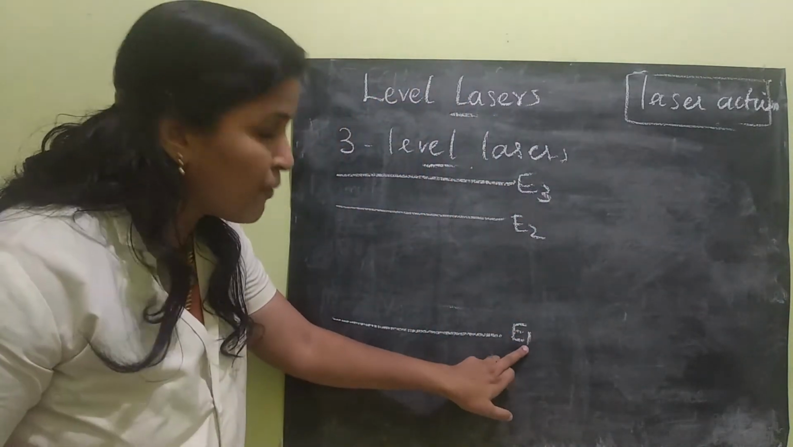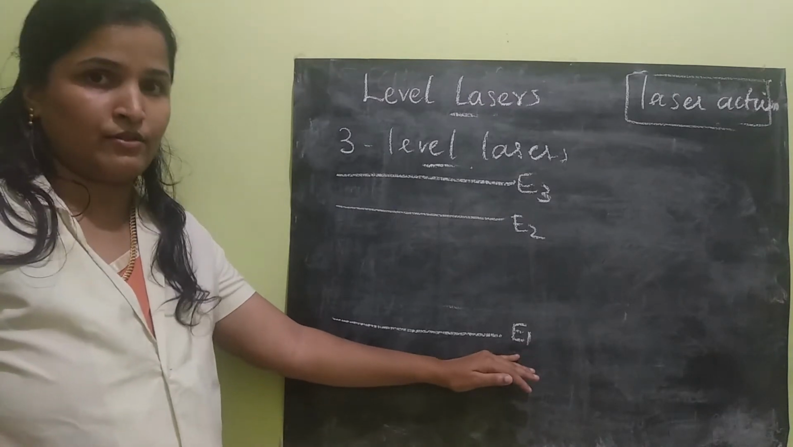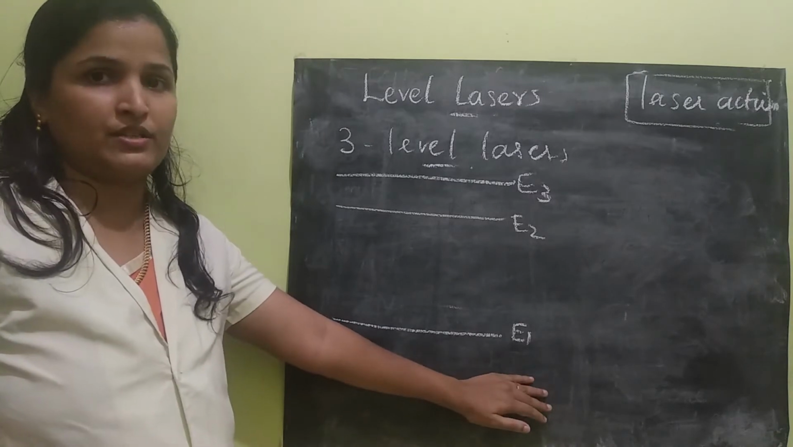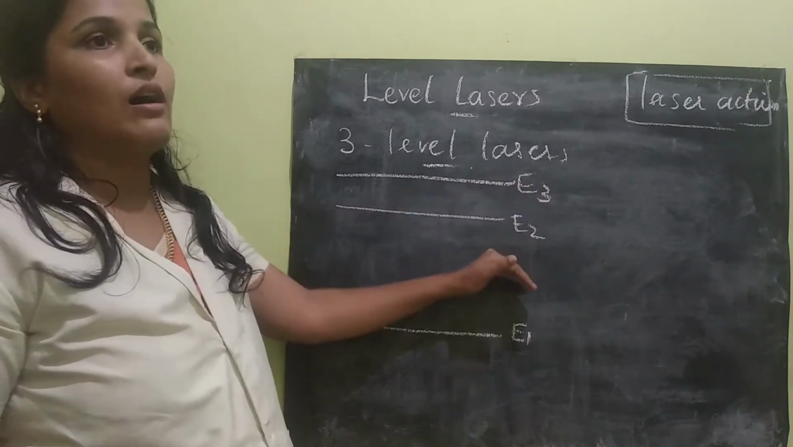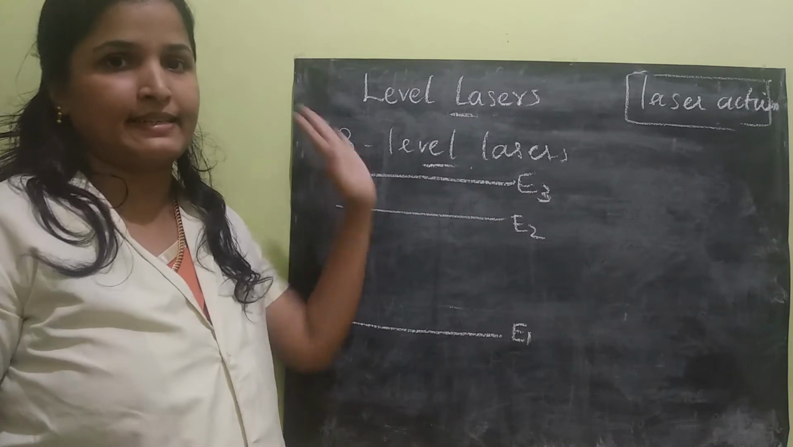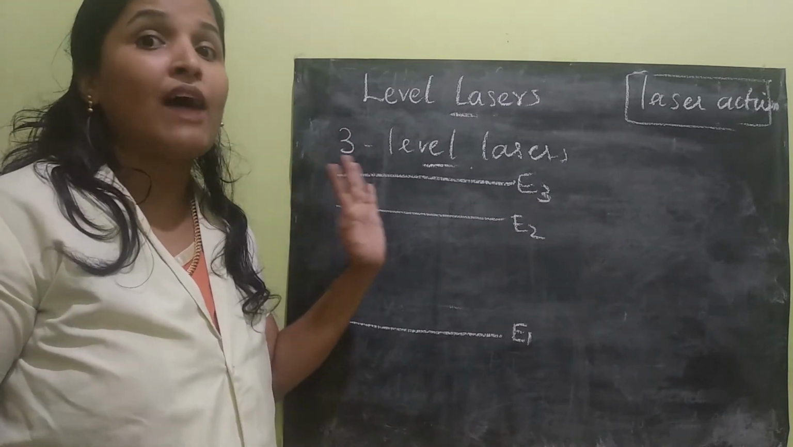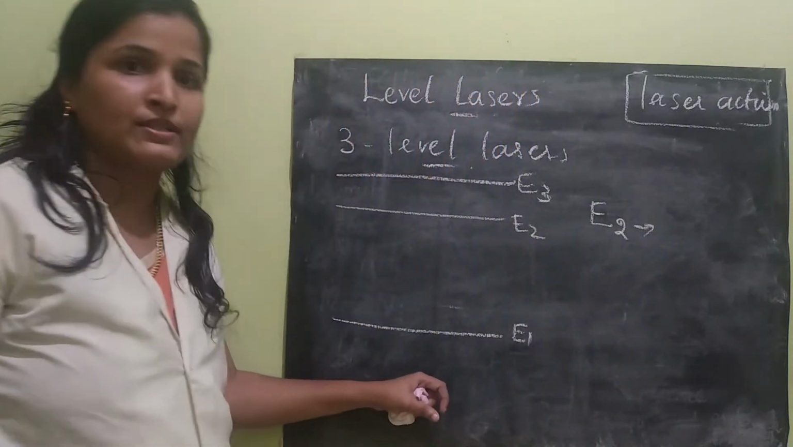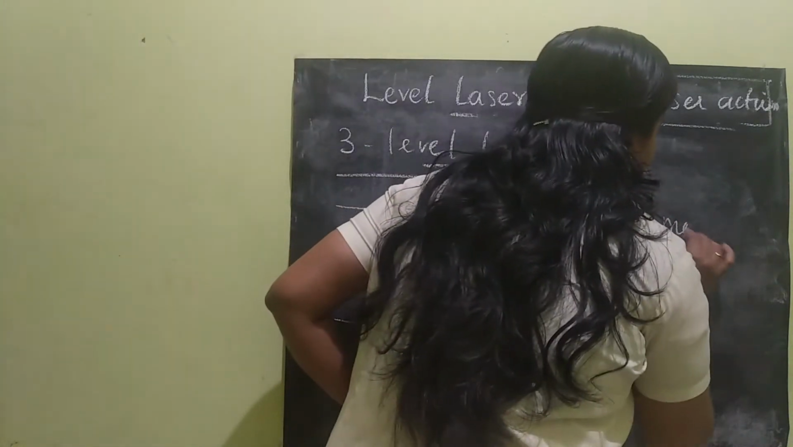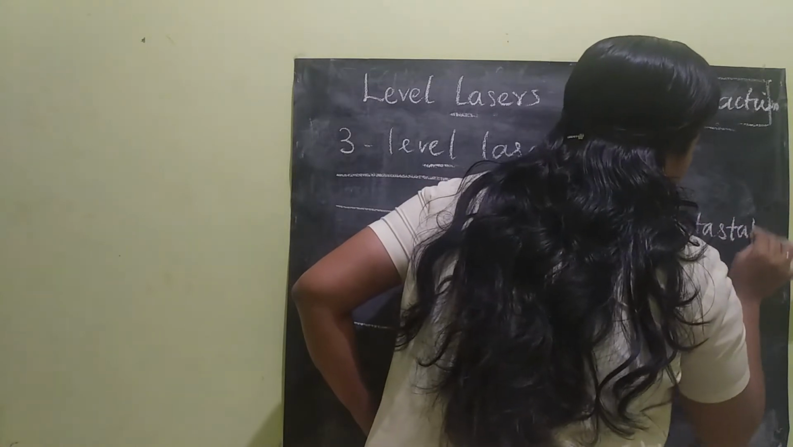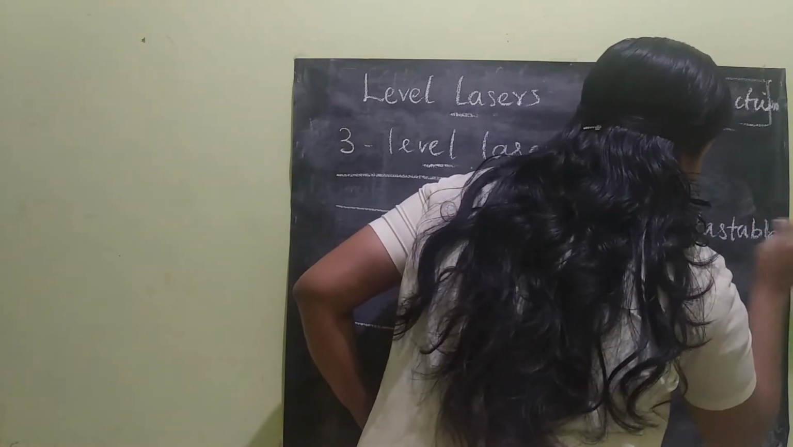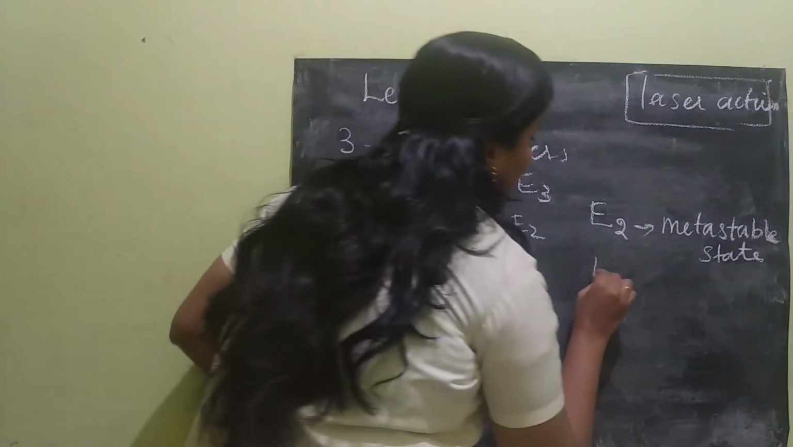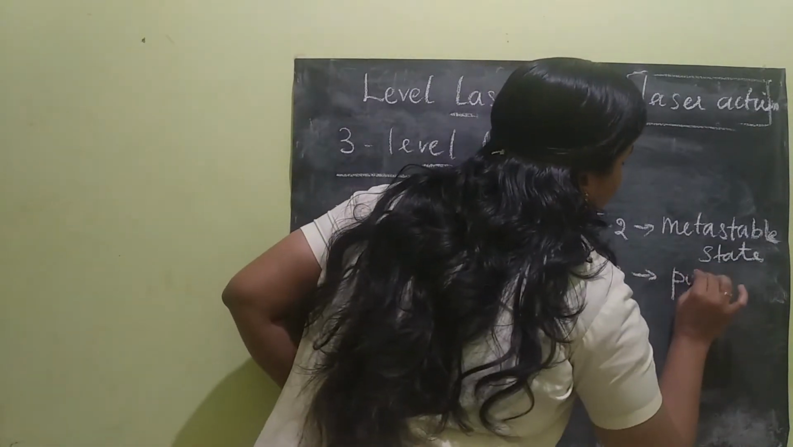E1 is called the ground state. As we all know, E1 will always be the ground state. The next 2 energy levels are called excited states, and we have special names also. The other name of E2 is metastable state, and E3 is called the pumping state.